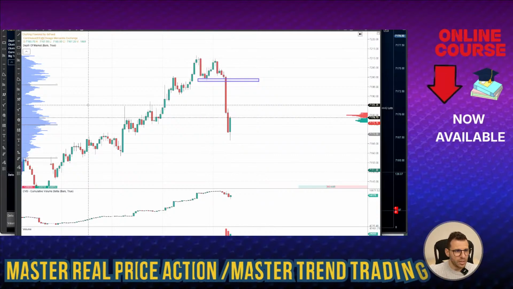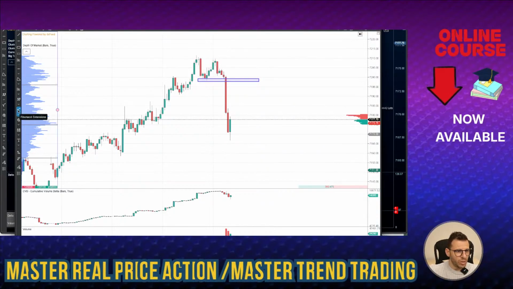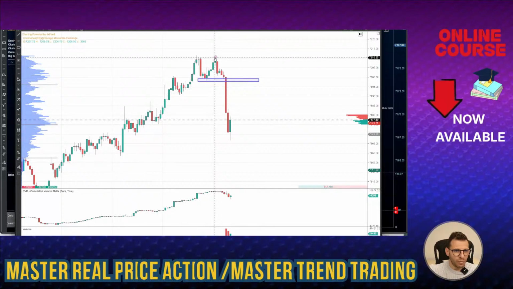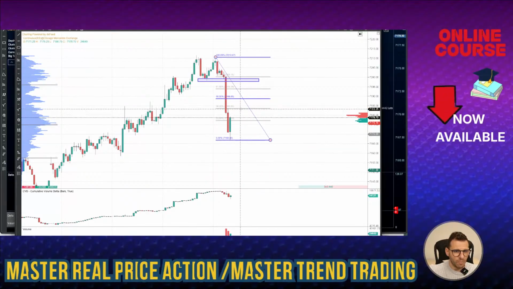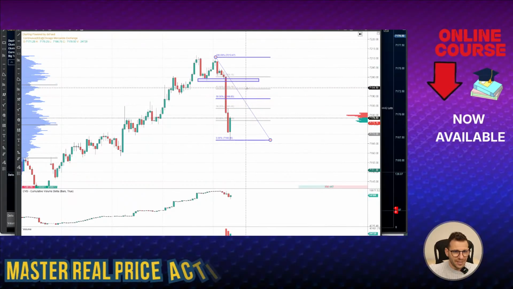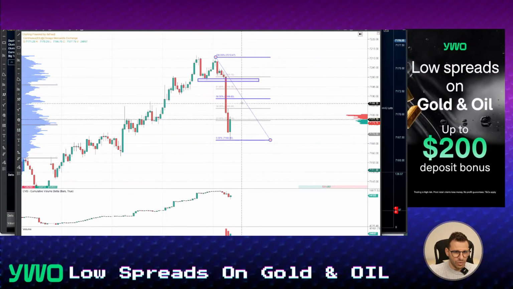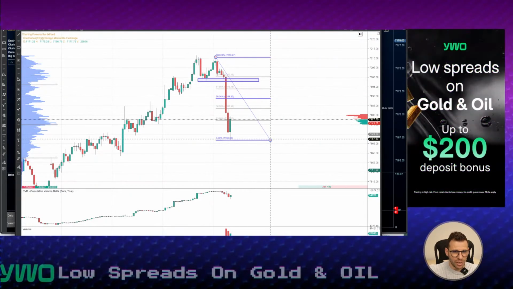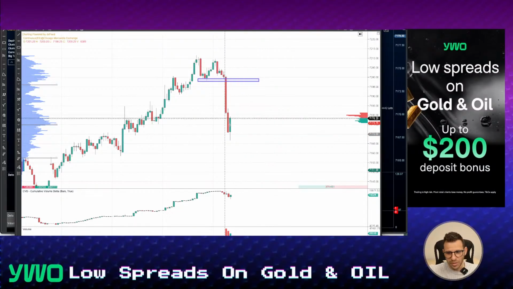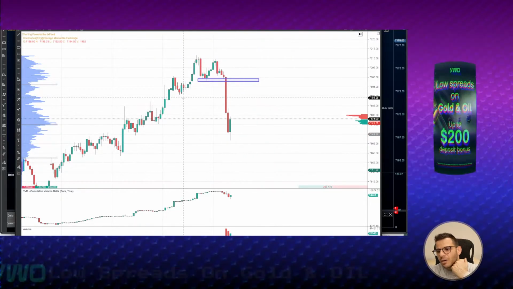I will delete this. Then I will draw Fibonacci from this high down to that low. So yeah, the price can move further up to reach these levels before it drops. So it's a good level to keep an eye on.